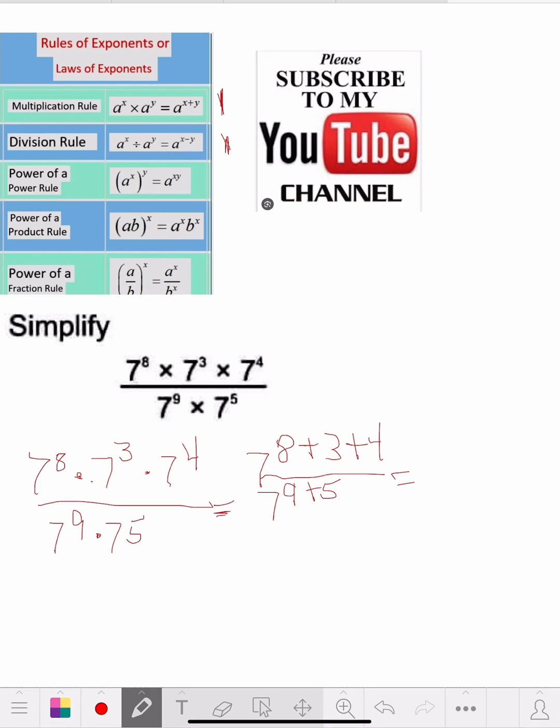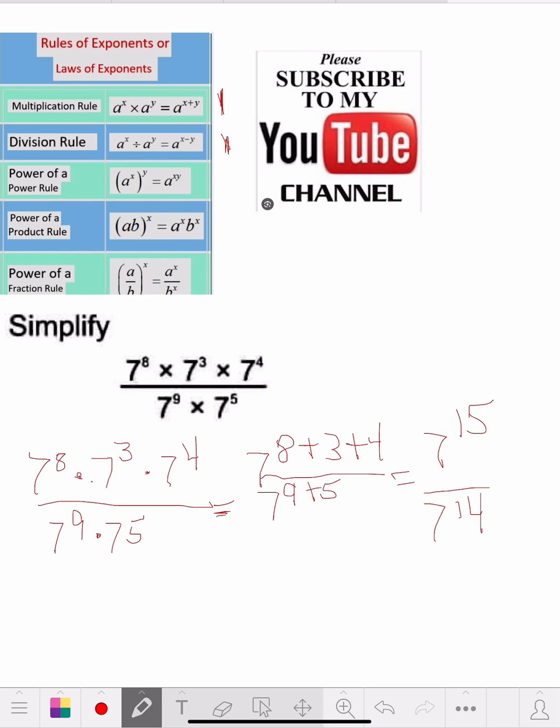So we get 8 plus 3, okay, is 11, plus 4 is 15. So we get 7 to the 15th over 7 to the 9th plus 5, which is 7 to the 14th. Okay, so this is how it's simplified.